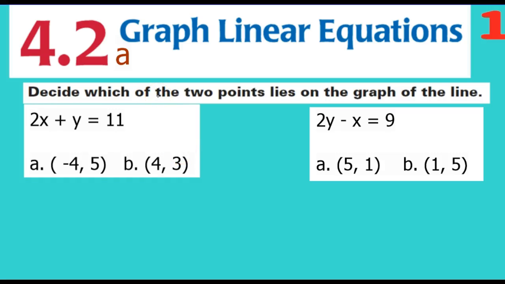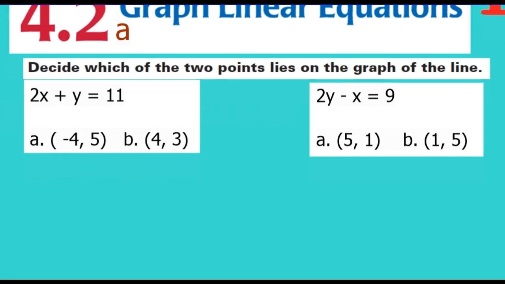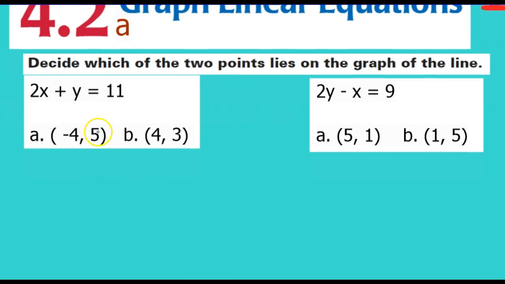We're graphing linear equations again. So the first thing we need to do is decide which of the 2 points lies on the graph of the line. So we have 2 points. A is -4 and 5. B is 4 and 3.